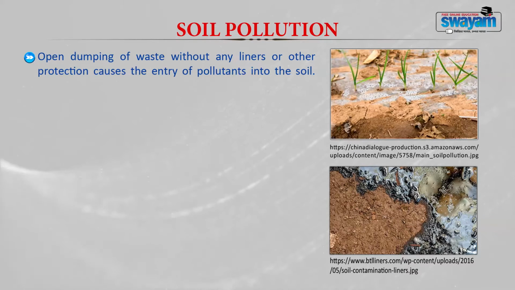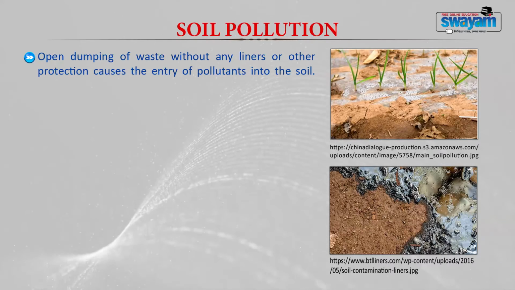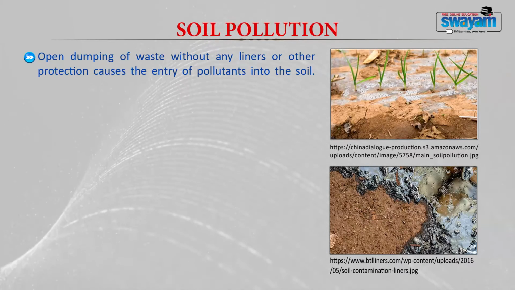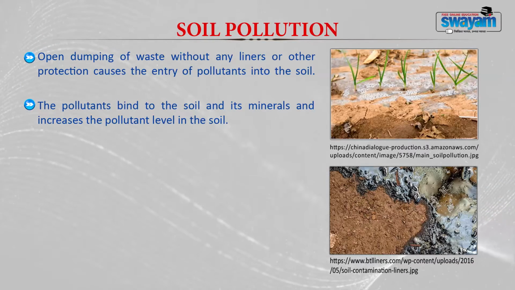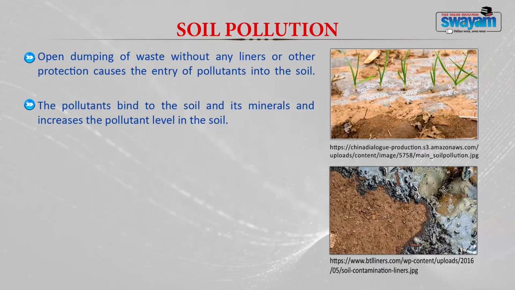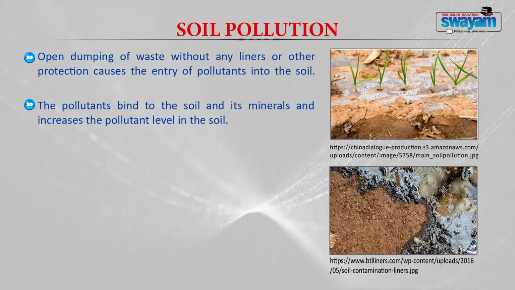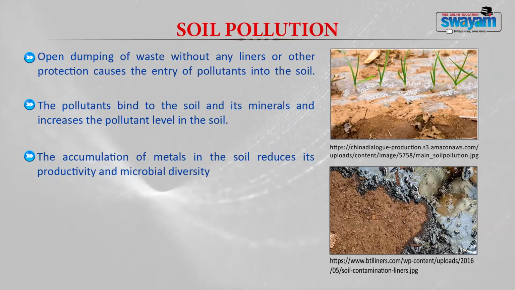Now how does the waste material affect your soil? You know the waste is just dumped in an open area without any protection. You don't provide any liners, you don't take care of the soil, you just dump it in an open area. In those cases, these pollutants will bind to the soil and its minerals, and slowly it will increase the pollutant level in the soil with time. Now the accumulation of these metals in the soil will lead to a lot of associated effects.